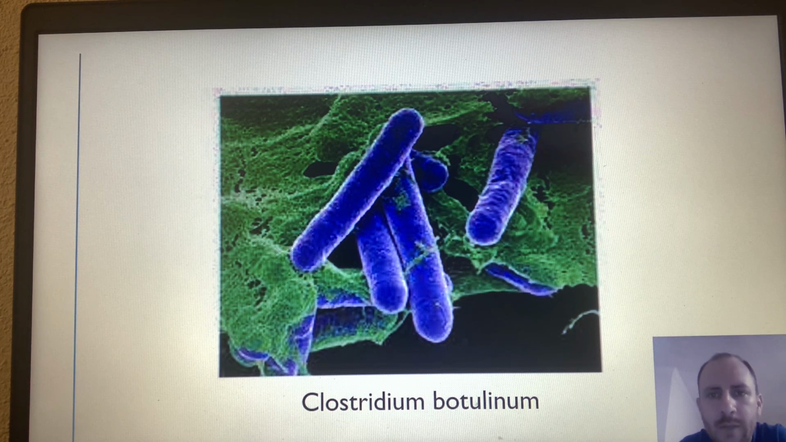It's a gram-negative spore-forming anaerobic bacteria, which produces the neurotoxin botulinum. So it's not the actual bacteria that causes the problem, but the neurotoxin that's produced, a byproduct of the bacteria.